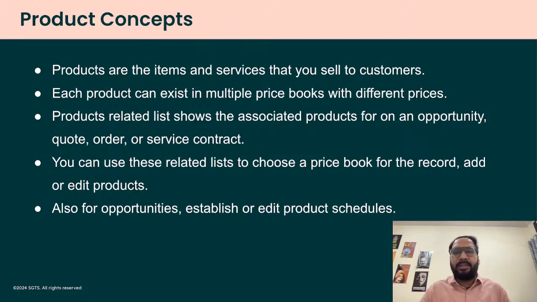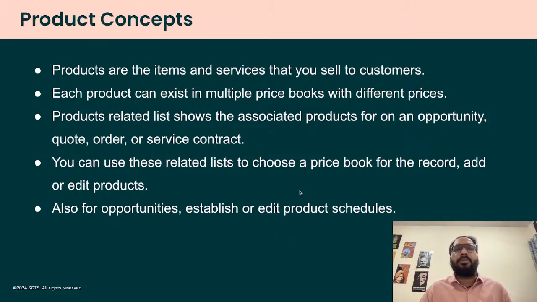And products you can see in the related list of opportunity. Other than opportunity, we have a few more objects like quote, order and service contract. There also you will see that product related list, and you can use these related lists to choose a price book. Through that related list only you will be able to choose the price book. I'm going to show you how we can choose the product in the related list and how we can choose the price book. And later in the session we will be discussing establishing or editing product schedule. At the end of the session I will be covering this.